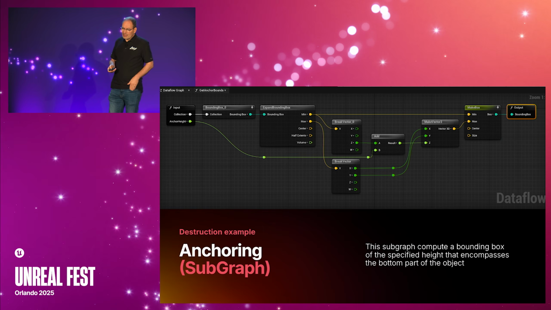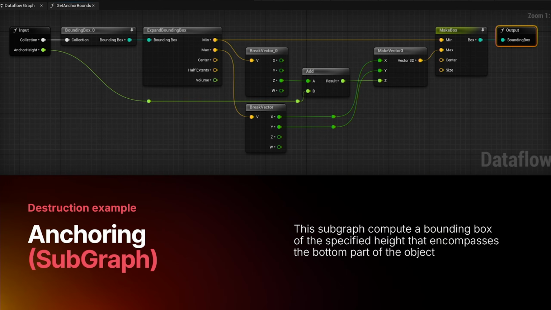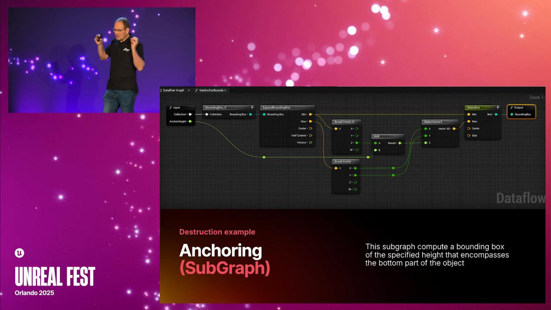The way you do it is it's a subgraph, so it has inputs and outputs, a bit like functions in a blueprint. We get the bounding box of the collection, we expand it with some vector math, and based on the parameter that we had before, which is the height of the anchor, output a bounding box. It's nice, because we keep our main graph neat, without all this noise inside it, and it can potentially be reused by another graph somewhere.